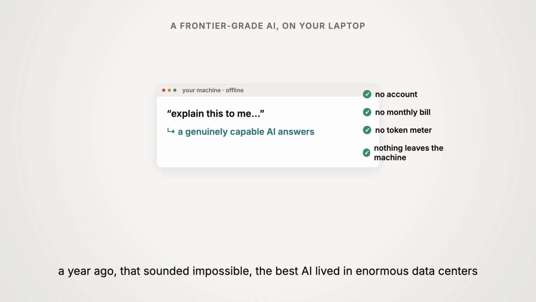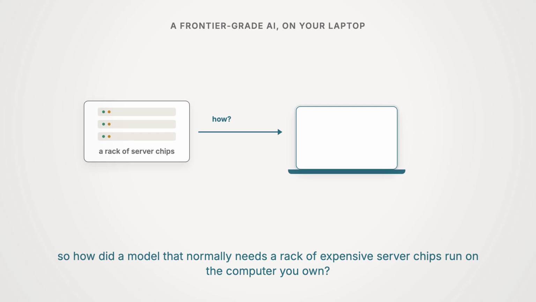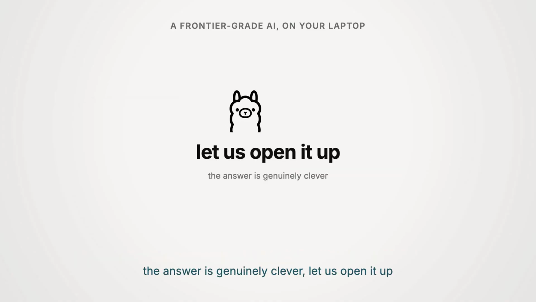The best AI lived inside enormous data centers, behind a login and a credit card. So how did a model that normally needs a rack of expensive server chips end up running on the computer you already own? The answer is genuinely clever. Let us open it up.